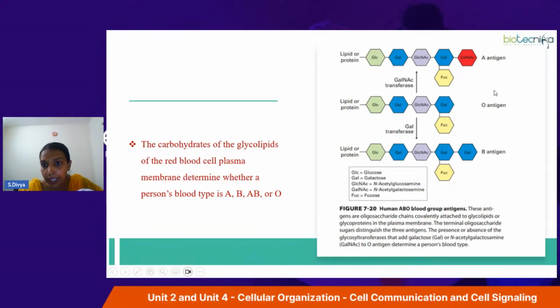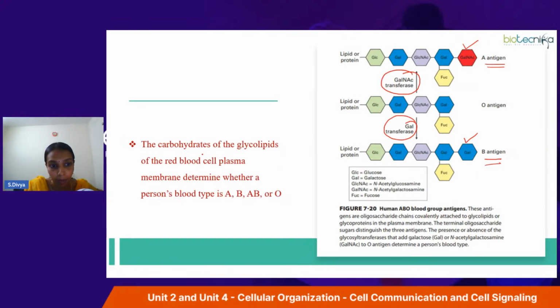So this is our O antigen, which is composed of these many sugar molecules. That is galactose, N-acetyl glucosamine, galactose, glucose, and one galactose connected to fucose. So in this O antigen, if you are adding N-acetyl galactosamine transferase, you are getting A antigen. And if you are adding galactose transferase, you are getting the B antigen. So you are having one extra galactose here and one extra N-acetyl galactosamine here. So that is the exact formation of blood group antigen.